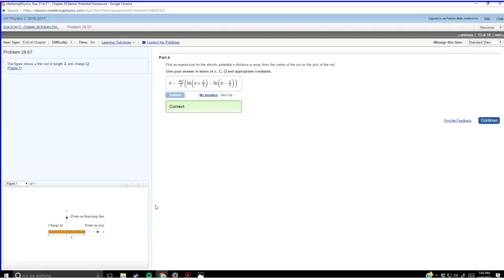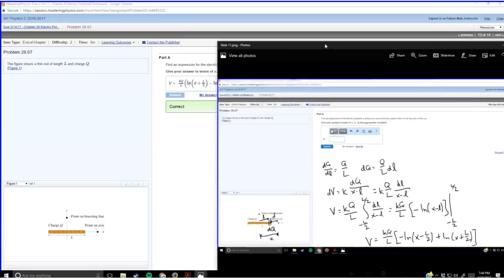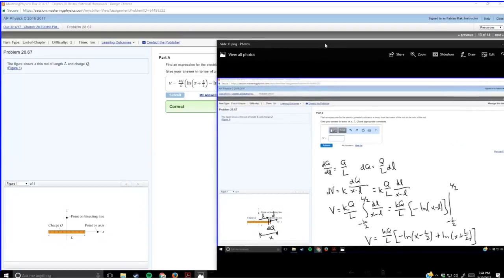Yeah, so this one is a little different from the last one. It wasn't asking for a point on the bisecting line. It was asking for a point on the axis. Questions on that one? I can pull it. It was this thing. Yeah, we're really getting to calculus now.